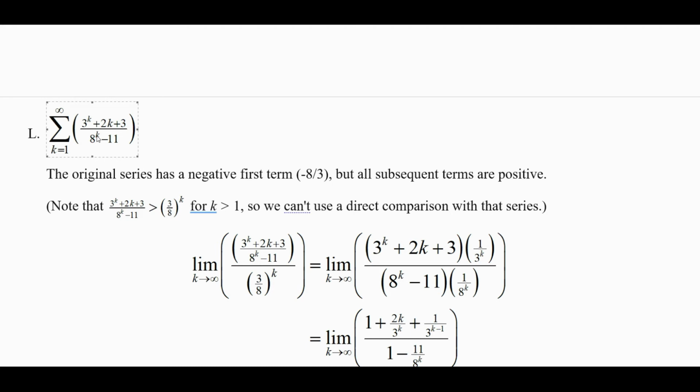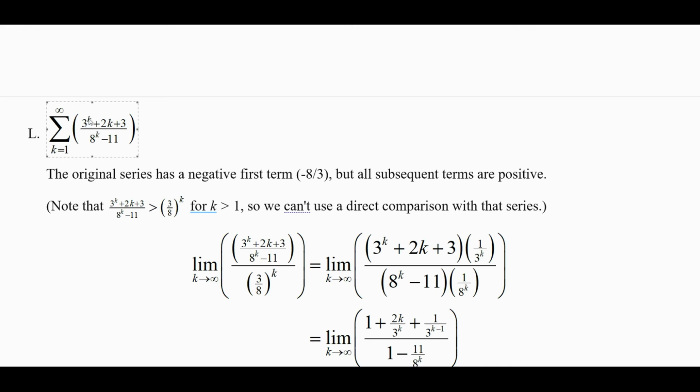So once you get to k is 2, you got 64 minus 11 at the bottom. Everything at the top is clearly positive. So all the terms are positive except for the first one. And we'd like to compare it to 3/8 to the k. That should dominate over this other stuff. But this one's a little bigger than 3/8 to the k, which is going to be converging when you sum it. So direct comparison is not going to work. So we need the limit comparison.